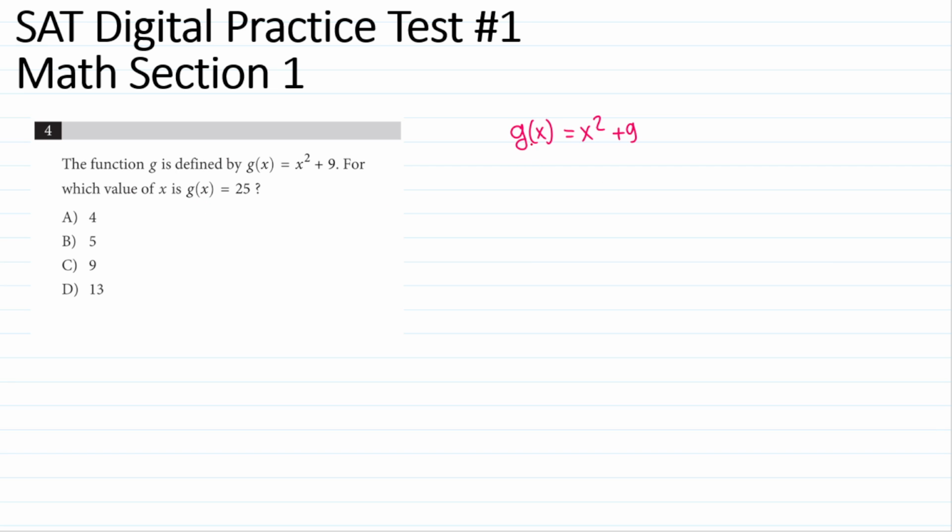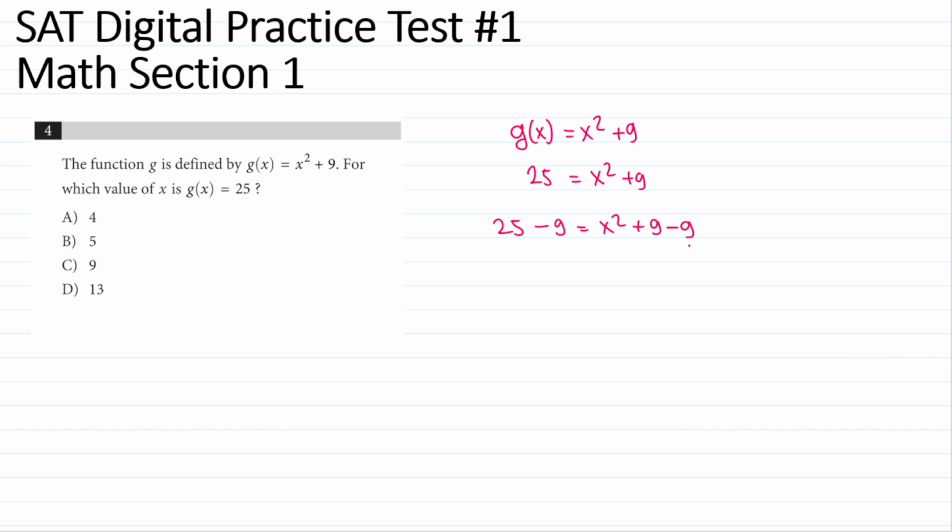So the g(x) here is 25. Maybe let's just write 25 there. And that will equal the right hand side here, which is still x squared plus 9. And then to solve this, we can subtract both sides by 9. So let's write that. So we have 25 minus 9 is equal to x squared plus 9 minus 9.